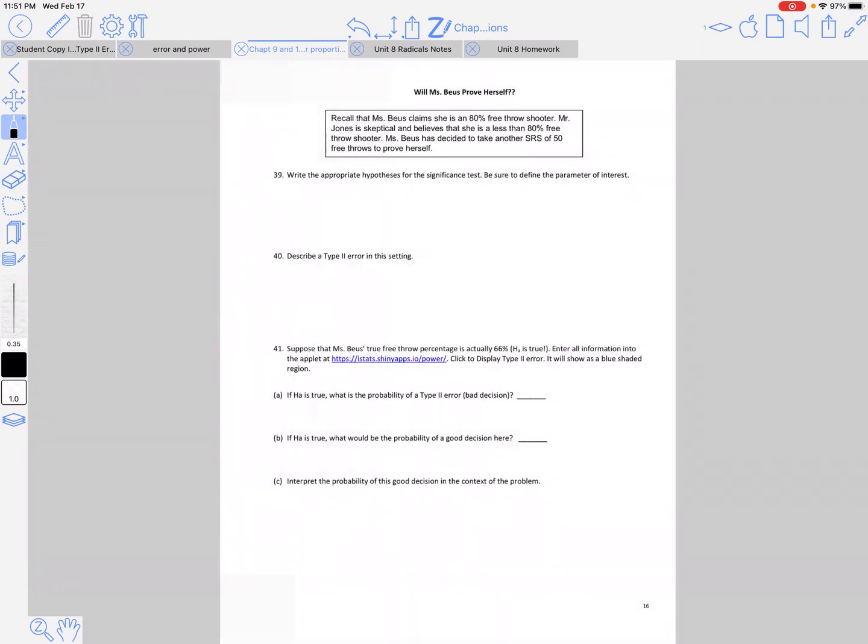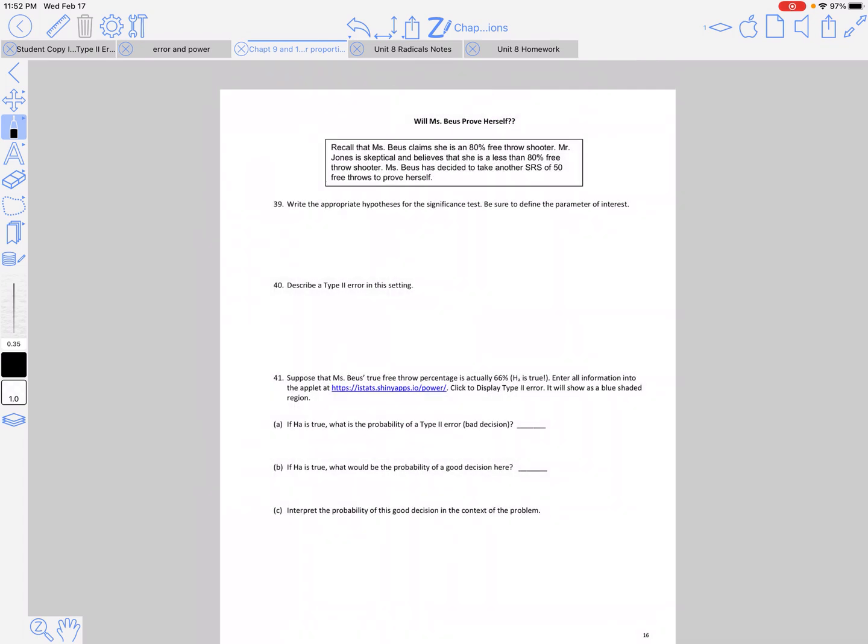Okay, great. Pause right there for a second. Make sure that you're feeling good about type 1 and type 2 error, because we're about to go on. You can find more information in your book, of course. You can email me if you have more questions. We can set up a Google Meet and chat about it.